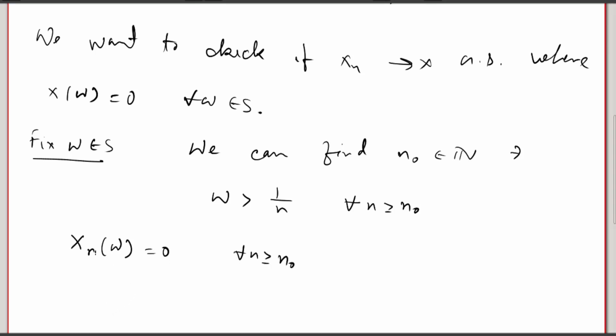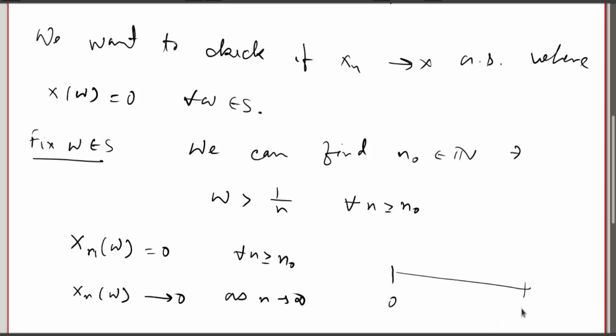And what does this mean? This means that xn omega converges to 0 as n goes to infinity. Clear? So that basically means that you fix any omega in the interval 0 and 1. You take any omega in the interval 0 and 1. How close to 1 or how close to 0 does not matter.